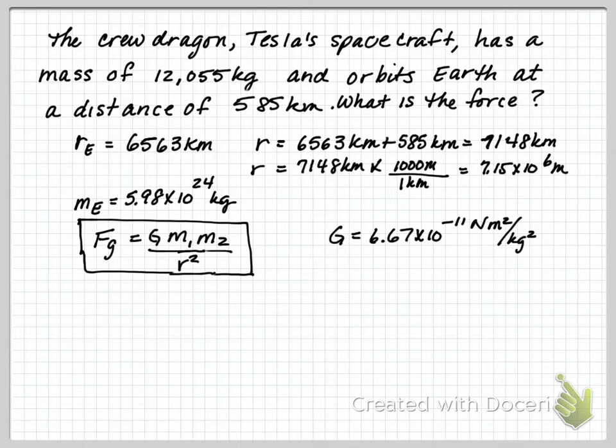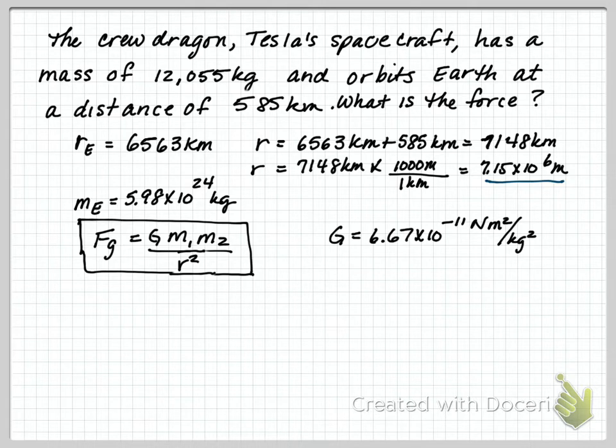The radius given in the problem isn't really the distance from the center of the Earth to the center of the spacecraft. It's just the distance above the Earth. So you have to add in the radius of the Earth to get the radius that belongs in our equation. So once you do that, you end up with 7.15 times 10 to the 6 meters. We want it in meters, so you've got to do the conversion also.